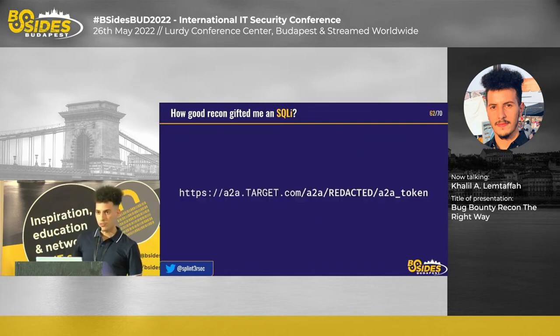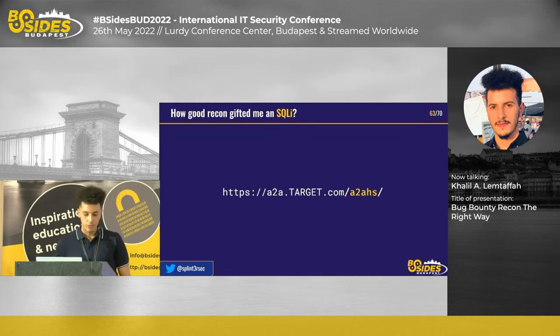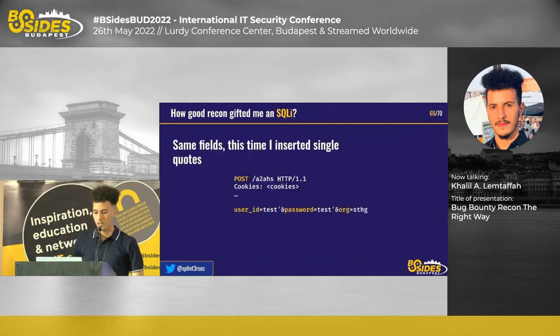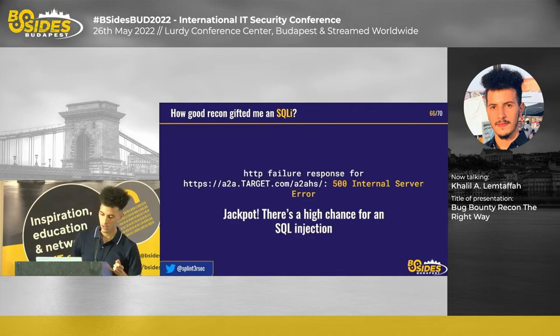So this was the first URL that the POST request is sent to, and I thought, if we have a subdomain, what if we just don't put it as a directory and see what will happen? And big surprise, I got a new login panel which looks older, and I felt it was vulnerable to an SQL injection. Same fields as the first one, I inserted single quotes and same parameters as you can see, test single quote and see the response. It's a 500 internal server error. So definitely there's an SQL injection there.